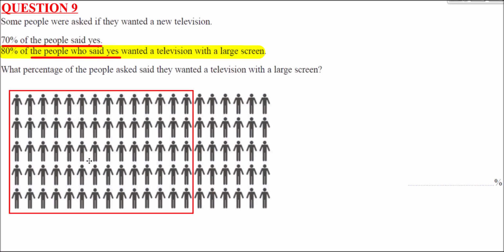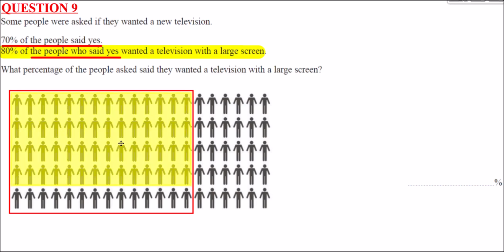So if I highlight now 4 rows out of the 5, like so, this is the total number of people that said yes and want one with a large screen. So how many people out of a total of 100, all of them, is this? Well, it's 4 rows, and in each row here we've got 1, 2, 3, 4, 5, 6, 7, 8, 9, 10, 11, 12, 13, 14. So in other words, 80% of the 70% is 4/5, which is 80 out of 100, 4/5 of those 70%.